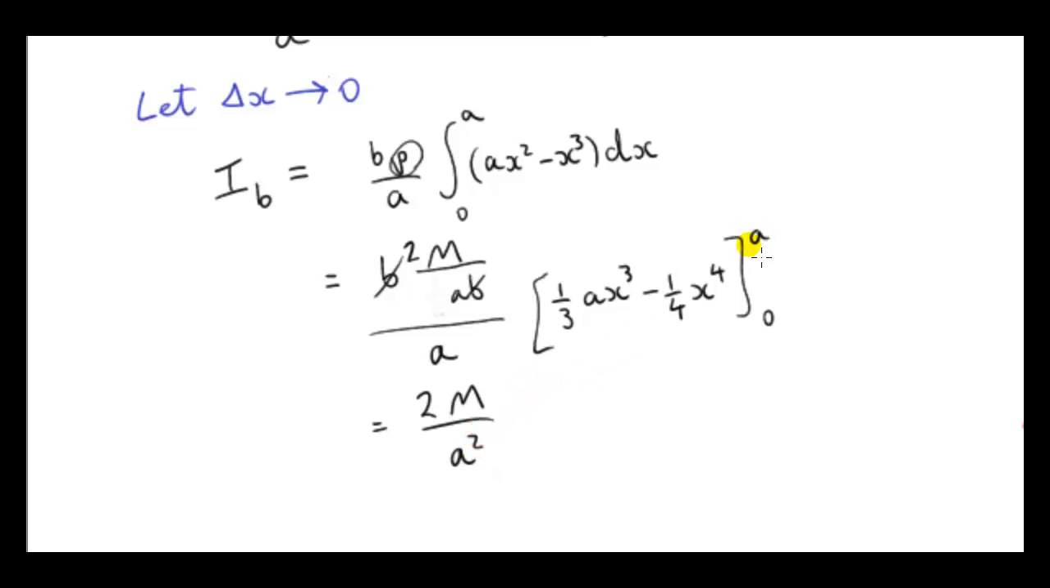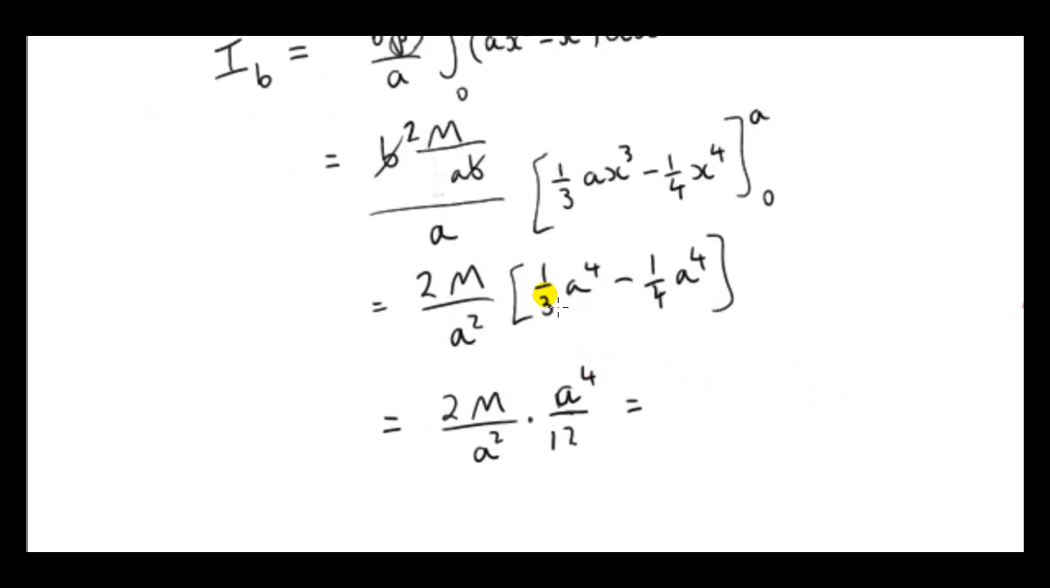So now we plug a in for x here. So we have a third a by a cubed, that's a third a to the power of 4. And we have minus a quarter a to the power of 4. And then we have minus sign, and all of this with 0 in, well, we're just going to get 0 if we do that. A third minus a quarter is 4/12 minus 3/12, which is 1/12. So we end up with 1/6 m a squared.